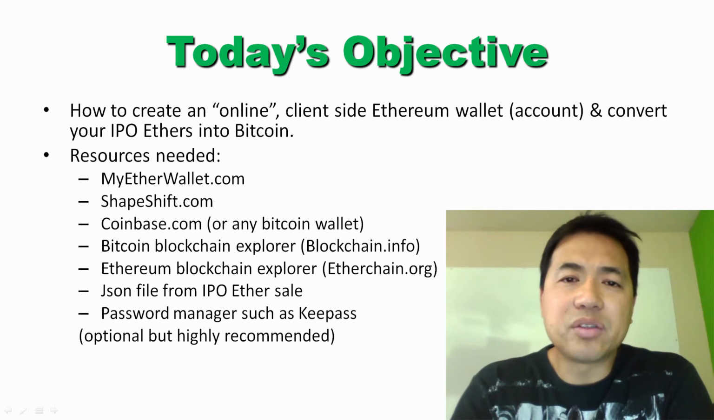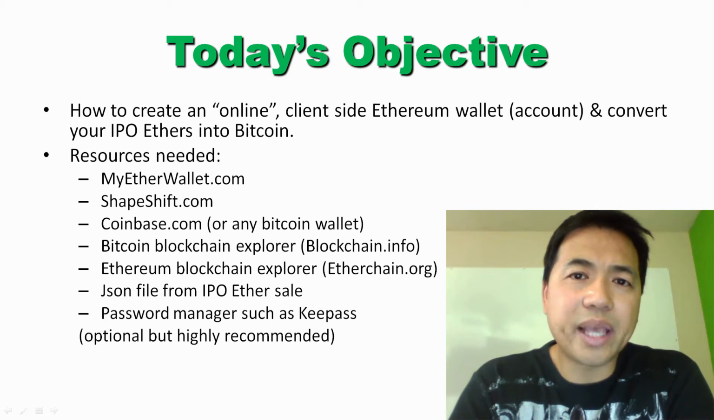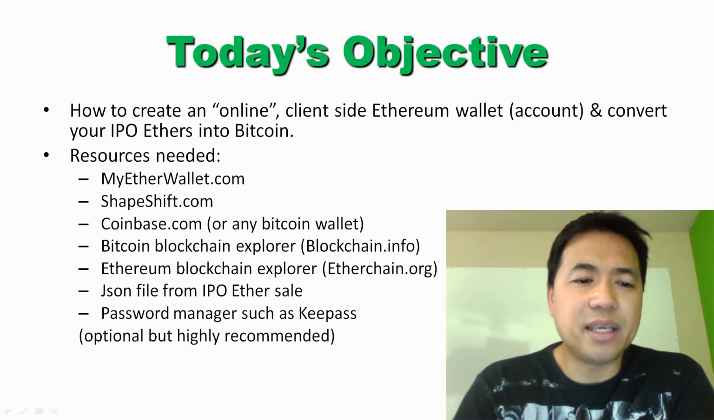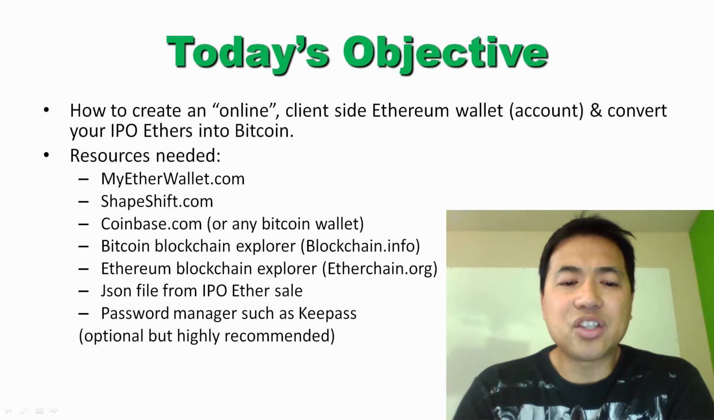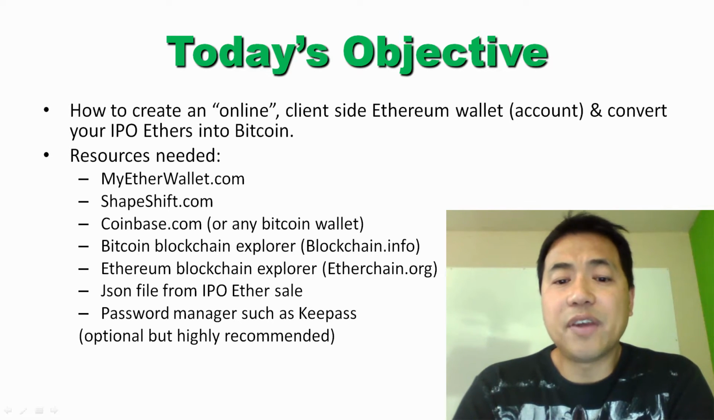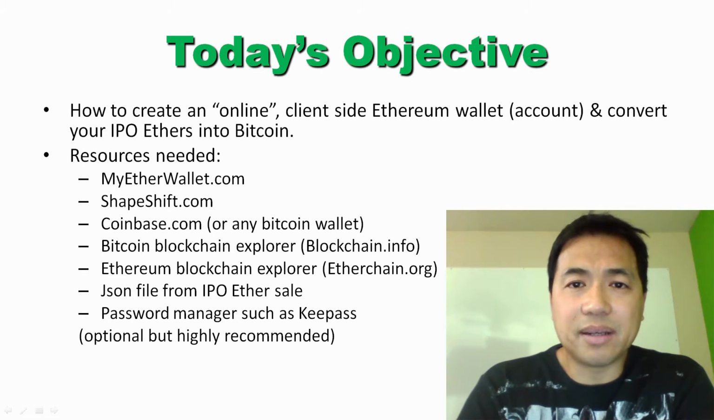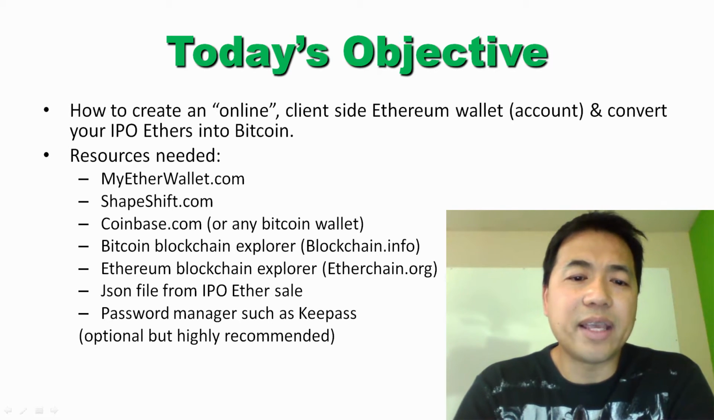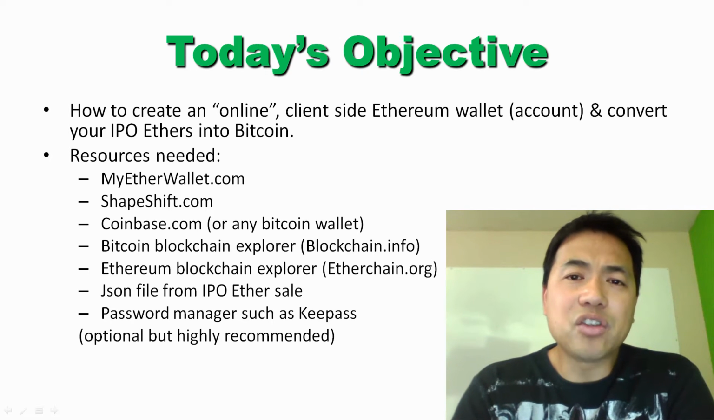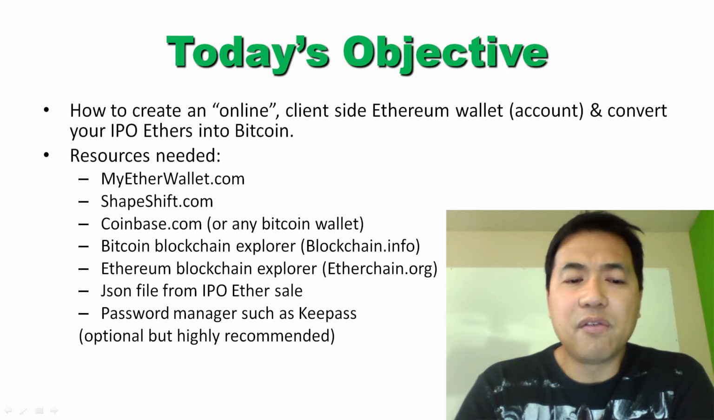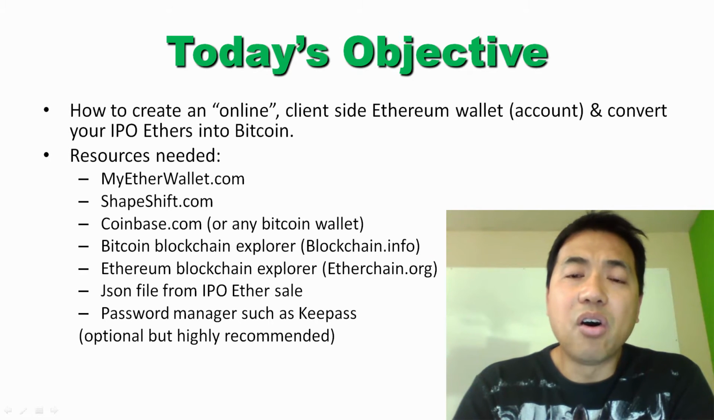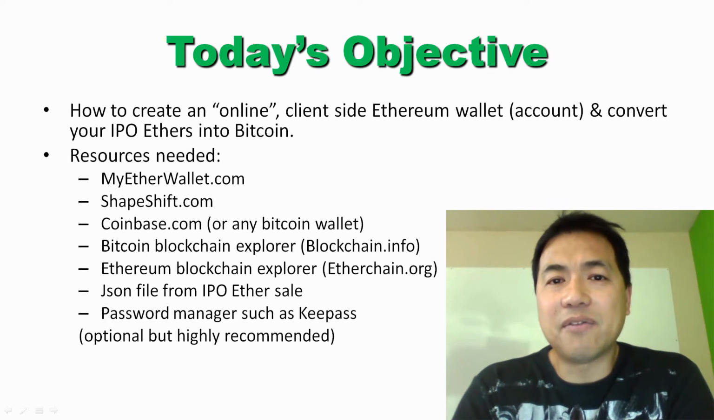The other resources that you will need are a Bitcoin blockchain explorer. In this tutorial, I will be using the blockchain.info explorer because that's one of the more popular and user-friendly blockchain explorers. And you will also need an Ethereum blockchain explorer. In this video, I will use etherchain.org, which I recently discovered, and it's very user-friendly and very easy to use. You will also need the JSON file from the IPO ether sale or the pre-sale, or any JSON file that you have.